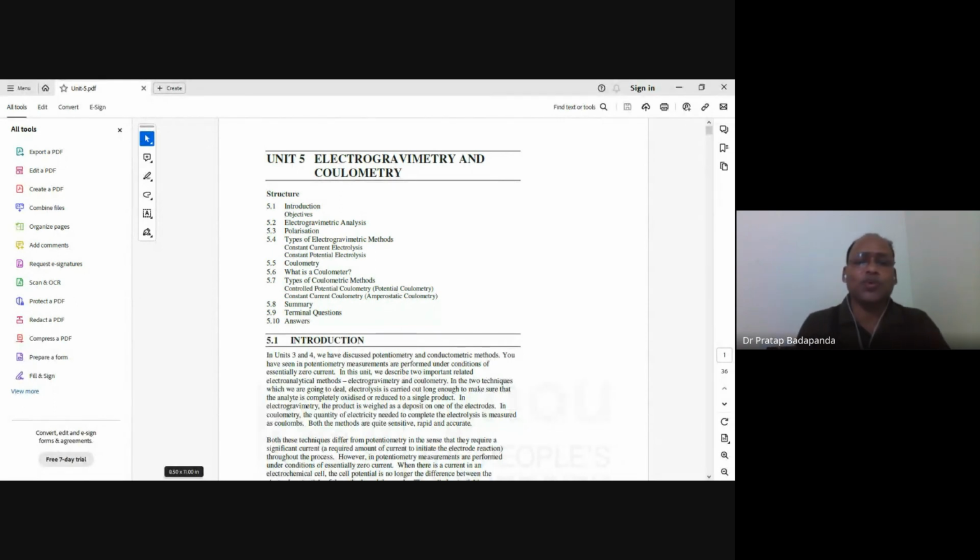So these two are the quantitative titration. What do you say, the quantity? How to measure the quantity, the amount of quantity. So that is why electrogravimetry and colorimetry are both important areas.